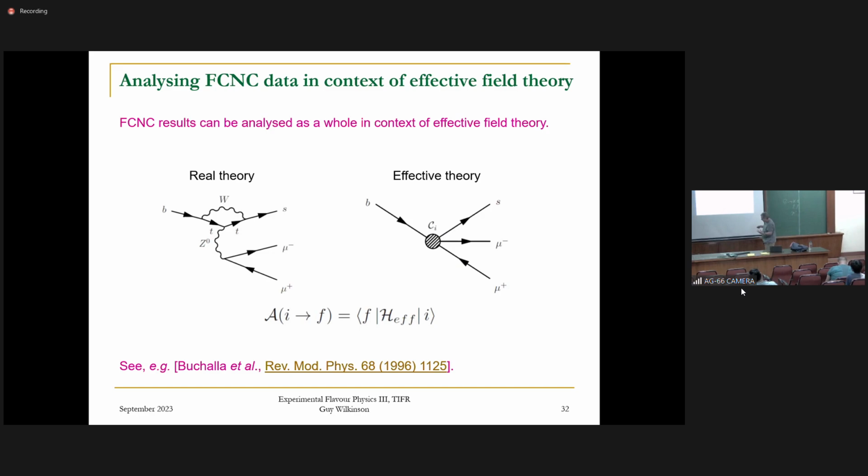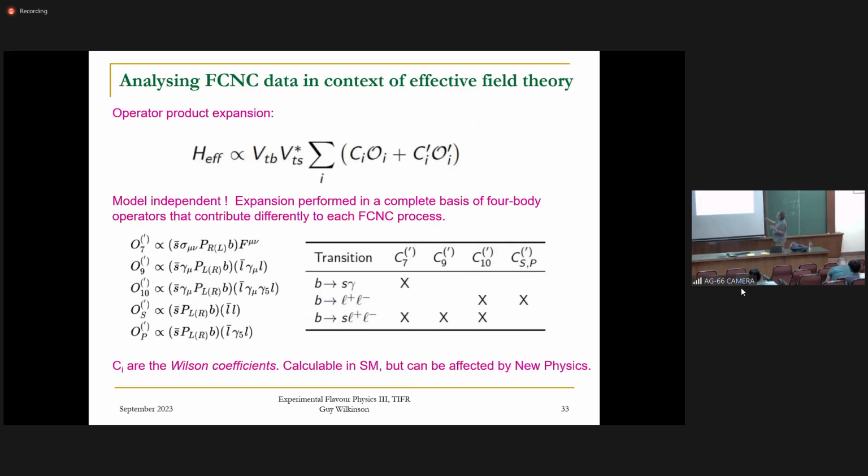Just as Fermi theory is an effective field theory approximation to the electroweak theory, you can do the same thing here. You use the operator product expansion, so this is a model independent approach. You take out the CKM elements, but you then have these operators, and you can write down all possible operators. Then you have these things called the Wilson coefficients. Whatever rare decay you're looking at, these operators will contribute differently, so they're sensitive to different combinations of Wilson coefficients.